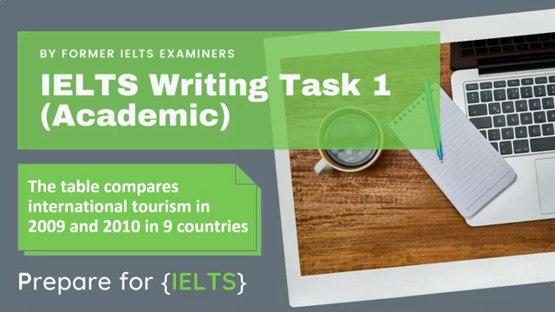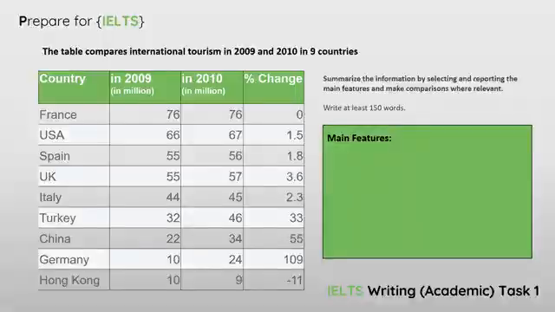In this video I'm going to look at an IELTS Writing Task 1 academic. Here is a table that was recently in the IELTS Writing Academic exam, and in this table it compares international tourism in 2009 and 2010 in 9 different countries.